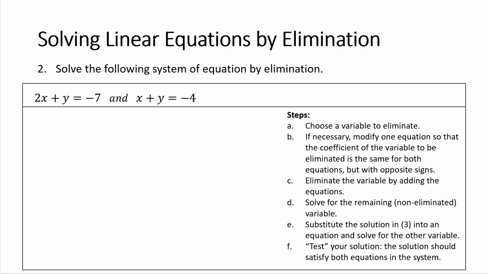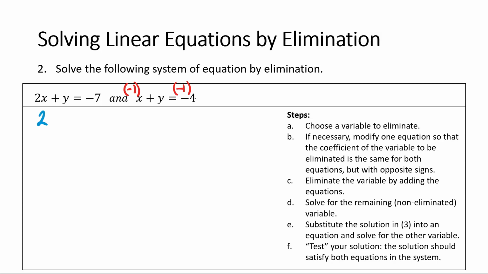So next example, we have 2x plus y equals negative 7, and x plus y equals negative 4. We can choose to eliminate the x, and if we do so, we would want to multiply this equation by negative 2, so we can get a negative 2x. But probably the easier way is if we multiply that second equation by a negative 1. And if we multiply the equation by negative 1, that means we're multiplying both the left and right side. Why am I going to do that?